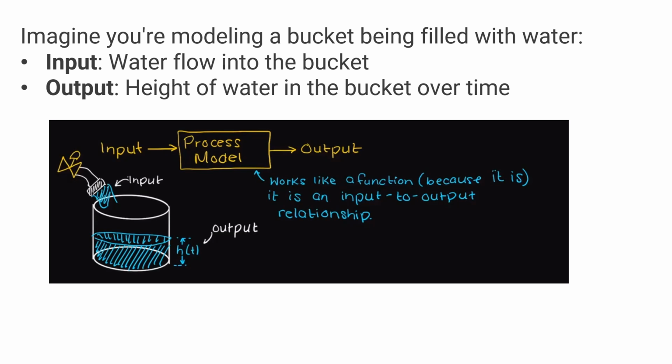So let's imagine we're modeling a bucket being filled with water. So what would the input be? Well, the input here is simply water that flows into the bucket, and we can let this flow happen in various ways. That's our input. The output we're going to measure is the height of the water in the bucket over time. So this process model would be the mathematical model of how this bucket would fill over time. It's basically how the output relates to the input.